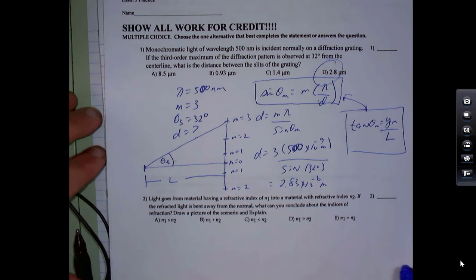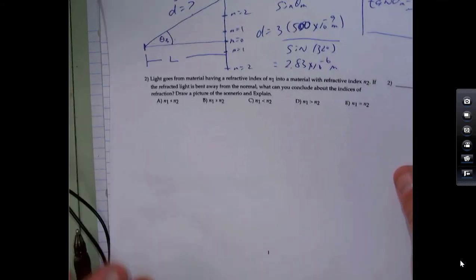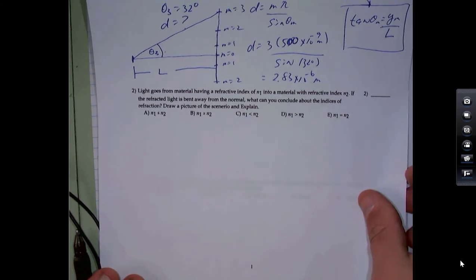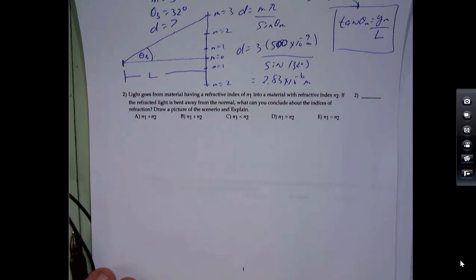You definitely see a diffraction grating one on there. You had the lab on it after all. Okay, pivot lab. Next one: light goes from a material having an index of refraction N1 into a material with refractive index N2. If refracted light is bent away from the normal.